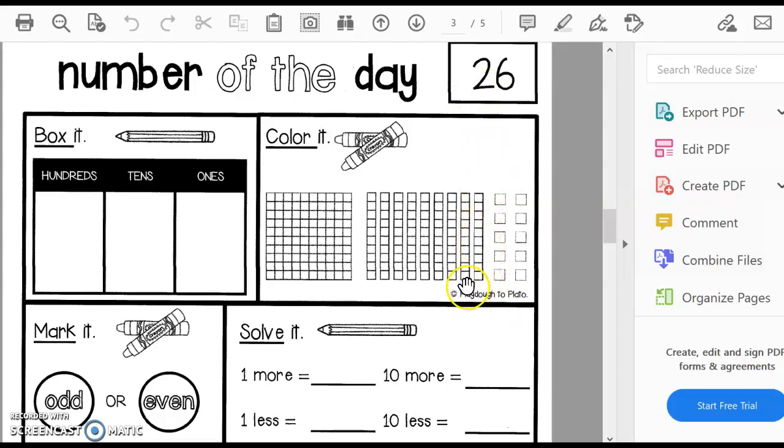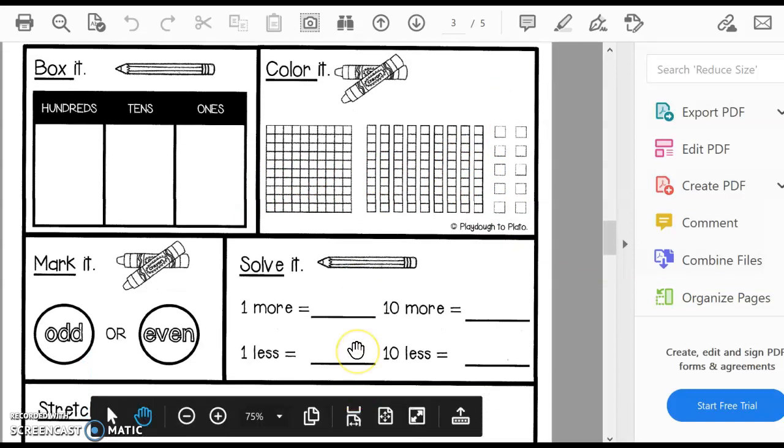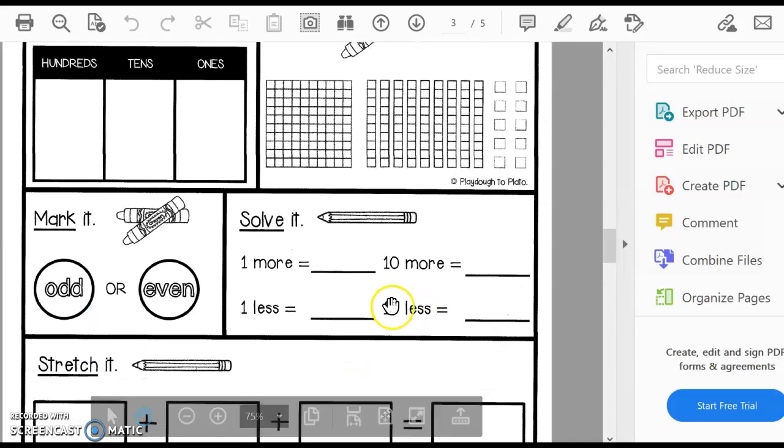So you color in 2 longs, that will show the 20, and there's 6 ones. Here are your ones. You have to count 6 of them to color in. And that's, you've showed a different way. You've shown 26. Okay? Then we go to the next one.